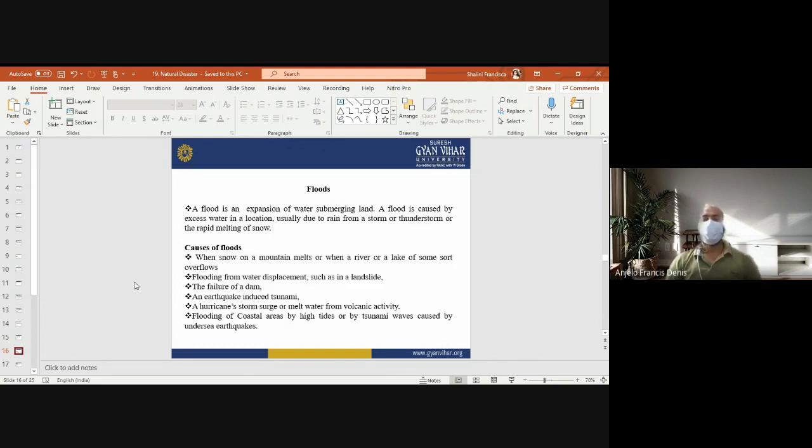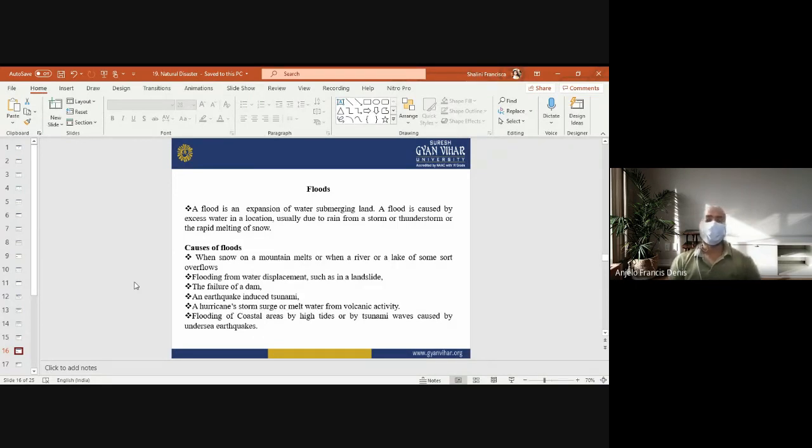There are a few examples of disasters. The first one is flood. Most of you are from the state of Bihar, so right now I hope that, as you have informed me, many of you are facing such a situation. Flood is an expansion of water submerging land. A flood is caused by excess water in any location, usually due to rain from a storm or thunderstorm, or the rapid melting of snow.